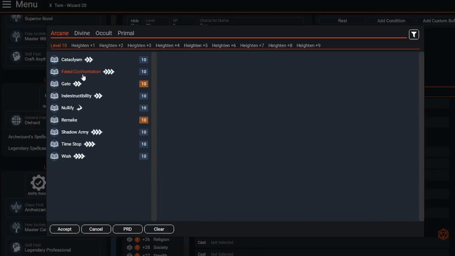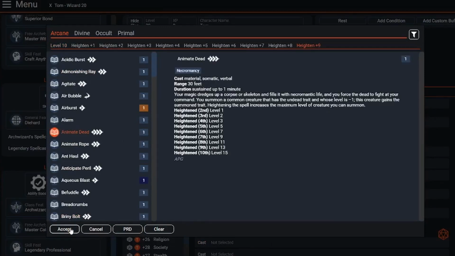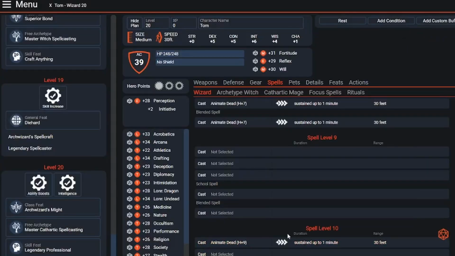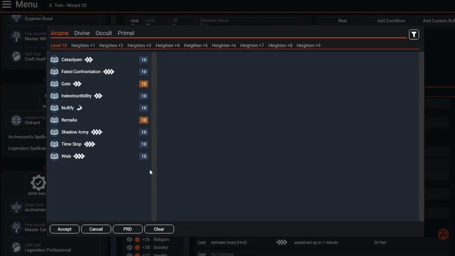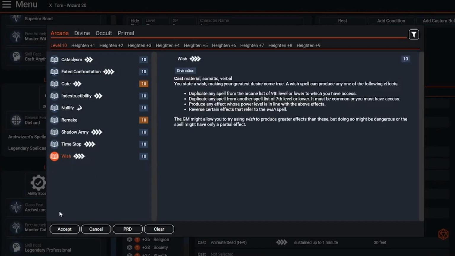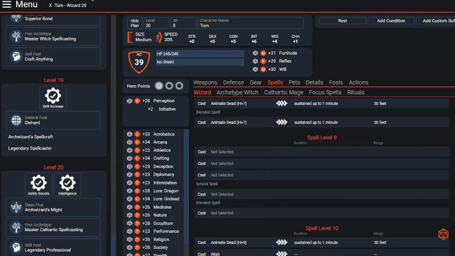I'm still going to prepare it. I'm going to commit to my Necromancer theme. So I'm still going to prepare the Animate Dead at level 10. But at level 10, this is competing with Wish. And what are our level 10 summons that are competing with Wish? Let's just take a look at them right now.